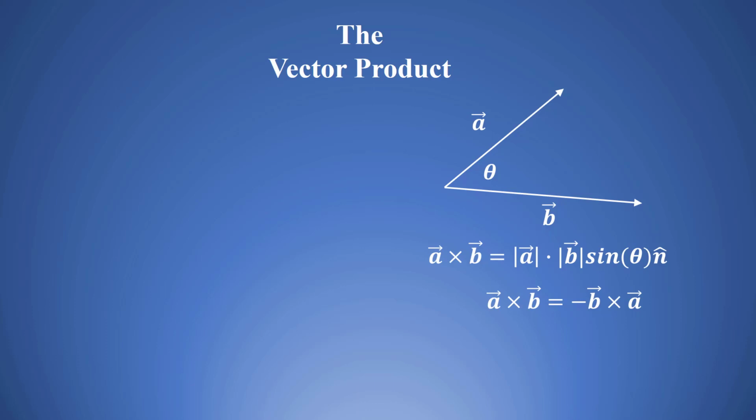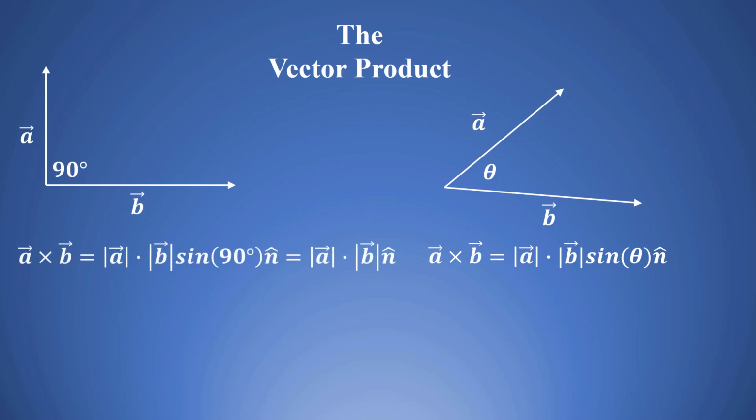The opposite of the vector A cross B is B cross A. Therefore, A cross B is equal to minus B cross A. The cross product between two orthogonal vectors is equal to a vector with magnitude of A multiplied by magnitude of B, and a perpendicular direction to A and B. Again, from the definition of the cross product, the sine of 90 degrees is equal to 1.